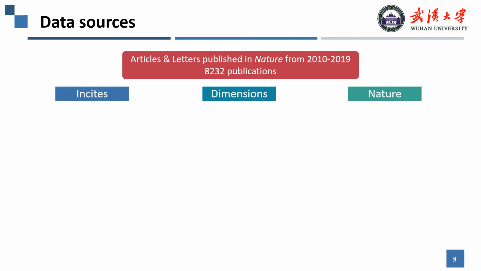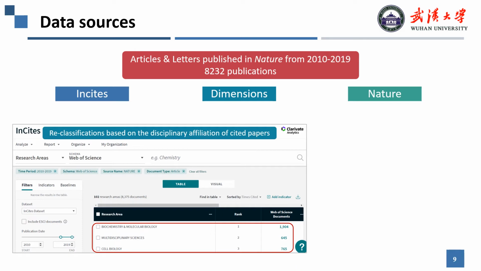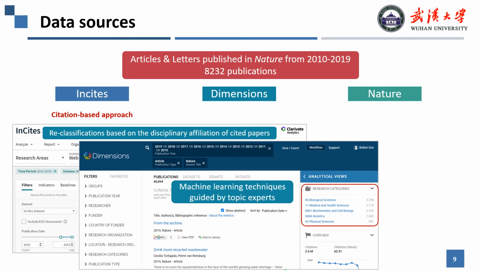As we know, the categories of publications in Web of Science are based on the journal-level classification method. But ISSI also provides an article-level reclassification for articles indexed in the category of multidisciplinary sciences, based on the disciplinary affiliation of its cited papers. It can be seen as a representative of the citation-based approach. In Dimensions, all papers are classified into different FOR fields based on machine learning techniques guided by topic experts, and it is a representative of the text-based approach.